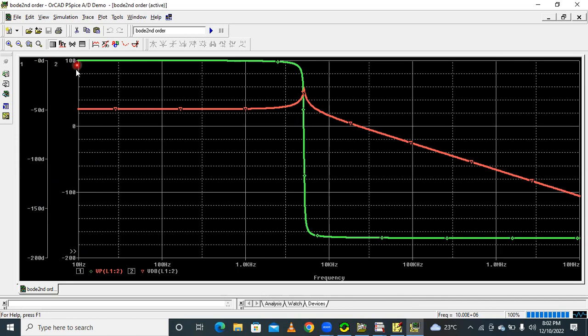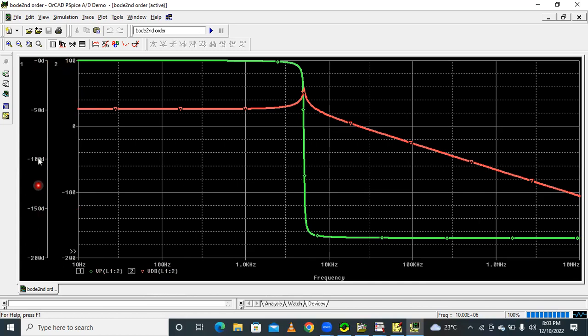Similarly, the second one is here, marked 2. This second one is the dB plot, that is called the magnitude plot. Here 100 decibels, 0 dB, minus 100 dB, minus 200 dB. So like this, the y-axes are separated. One is the phase plot and one is the magnitude plot.